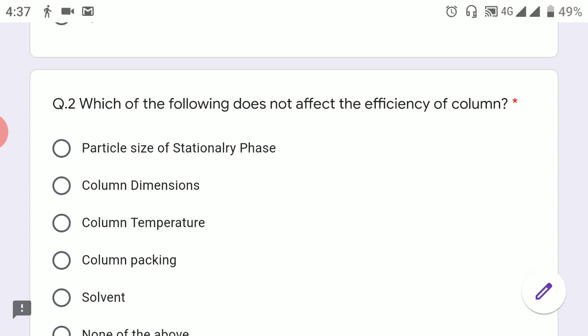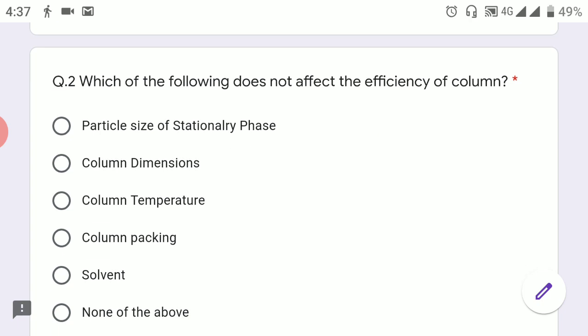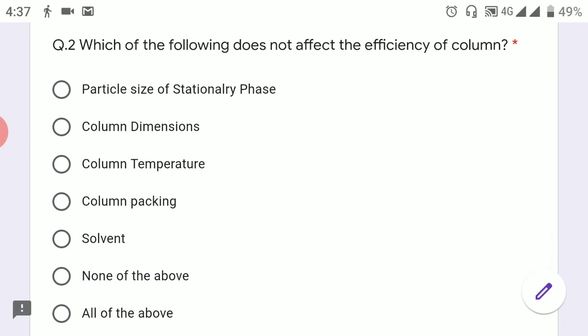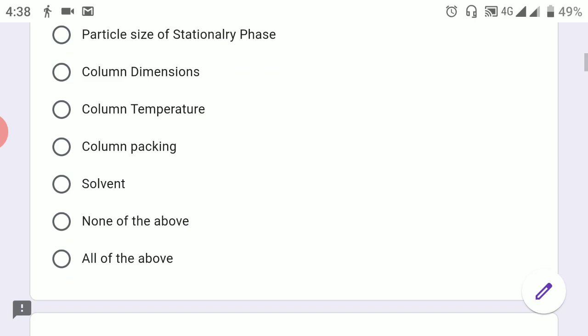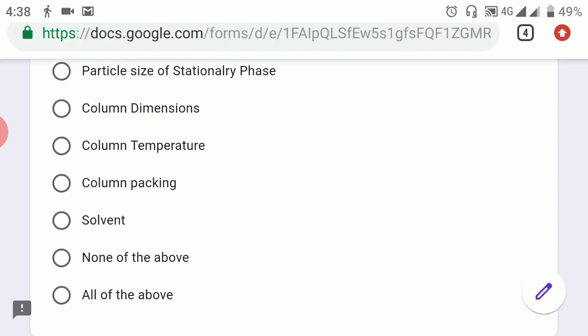The next question: which of the following does not affect the efficiency of column? Here you have to read the question very carefully because I have asked you the factor which does not affect the efficiency of column. If you are able to recall our first chapter, factors affecting efficiency of column, the options were particle size of stationary phase, dimensions of the column, column temperature, column packing, type of solvents used, and the last two options were none of the above and all of the above.